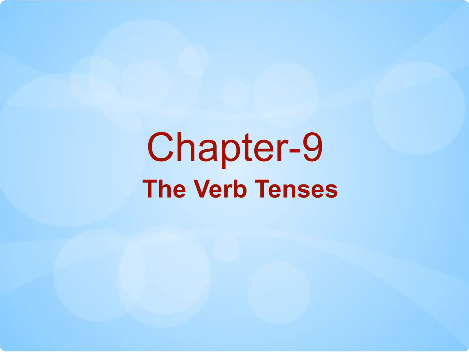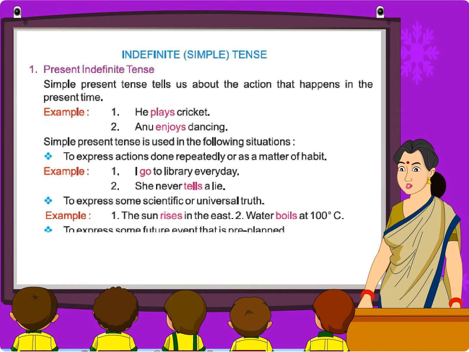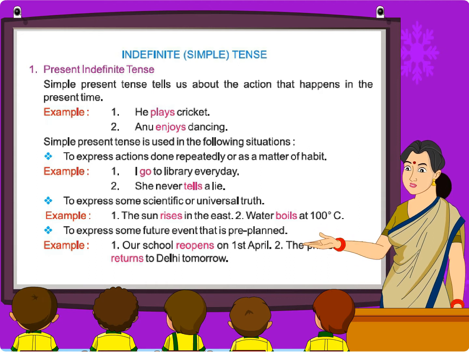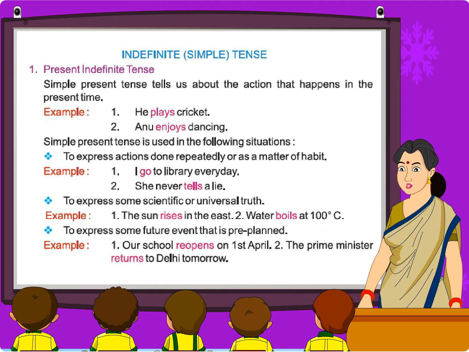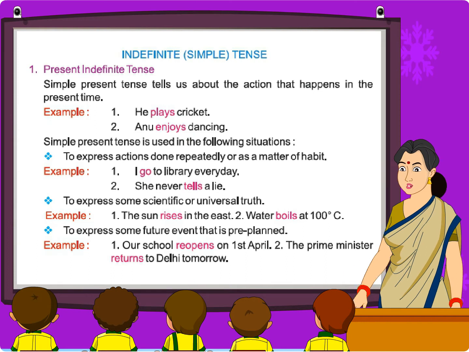Chapter 9. The verb tenses. Indefinite simple tense. Present indefinite tense. Simple present tense tells us about the action that happens in the present time. Example, he plays cricket. Anu enjoys dancing.